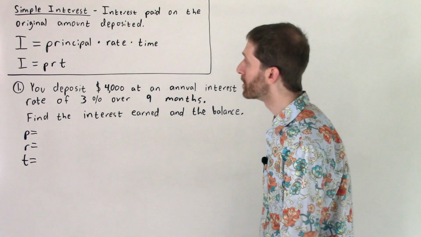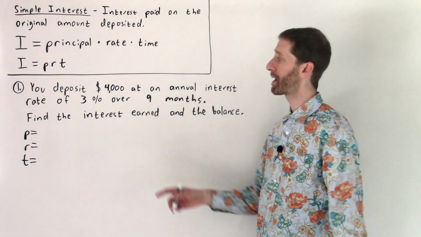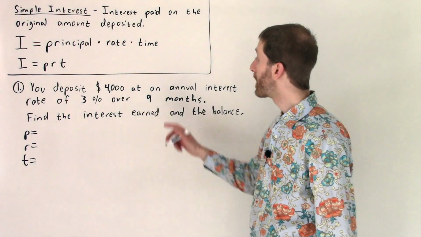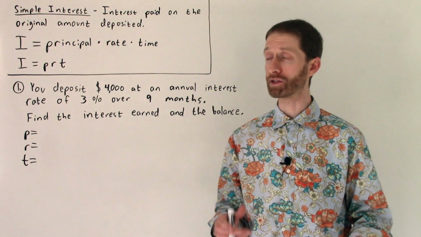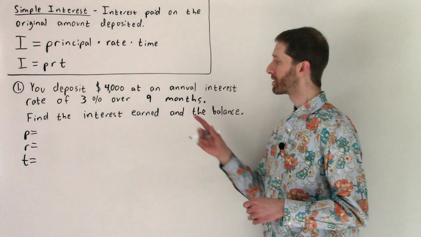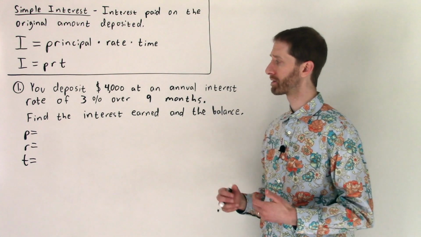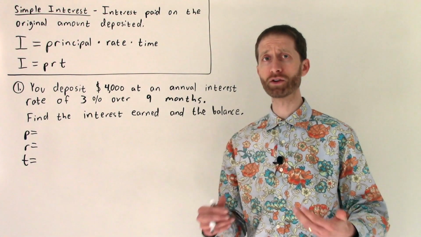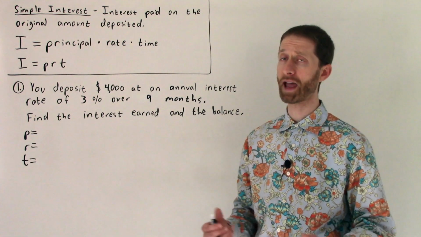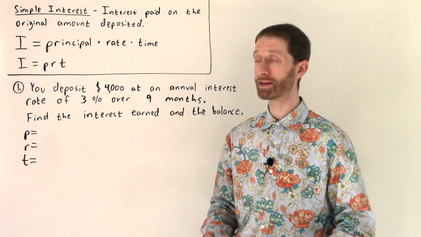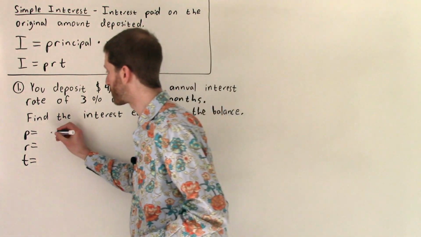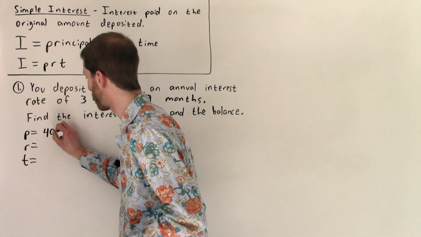Let's get rolling. So you are depositing or have deposited $4,000 at an annual interest rate of 3% over 9 months. Okay, there's those 9 months. It says find the interest earned and the balance. First, as I did earlier in the video, I like to list out the variables that I have. I'm given my principal. Again, the principal is the amount I've deposited, the original amount. That is $4,000. So I'm going to write that right here.